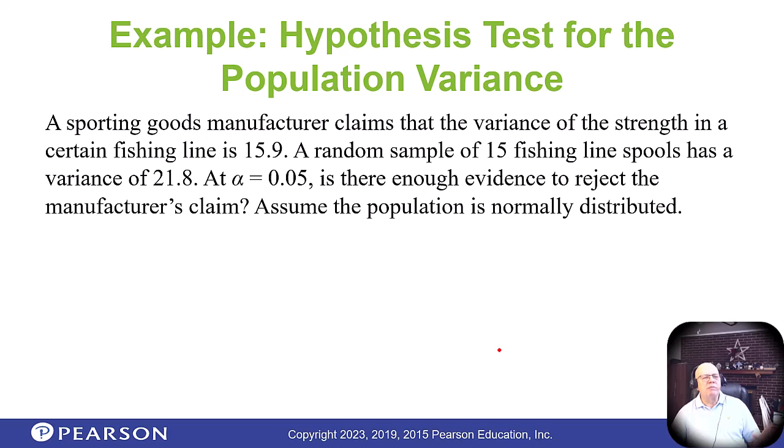Shall we do one more? Why not? Okay, first of all, you look for the claim, right? And it's variance. So be careful. Don't get variance and the standard deviation mixed up. We're talking about the claim says the variance, which is sigma squared, is equal to 15.9. Now you can tell right away that's going to be the null hypothesis.